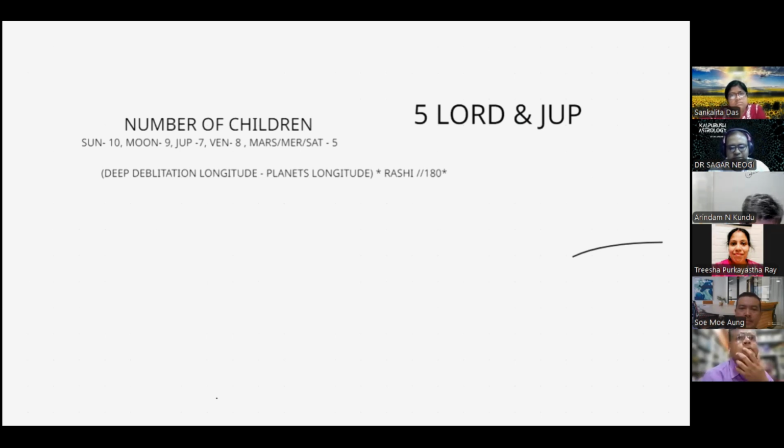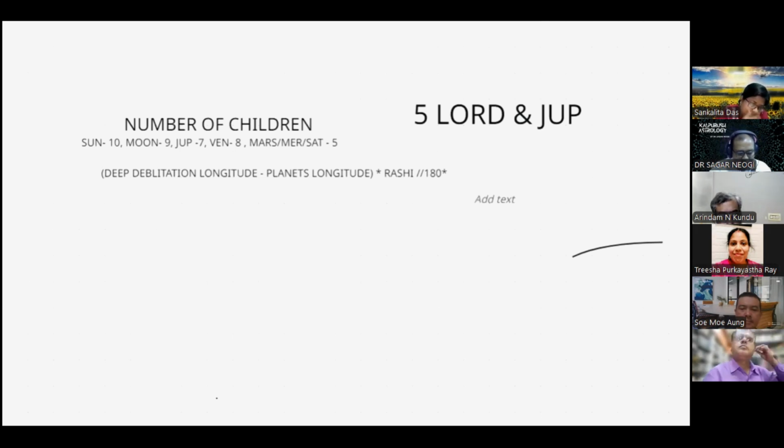And the fourth is Venus and Saturn. If they are combust, we have to take their half Rashmis. We are doing an example chart, and we shall understand what the number of children should be. Suppose in a chart, Venus is the fifth lord.